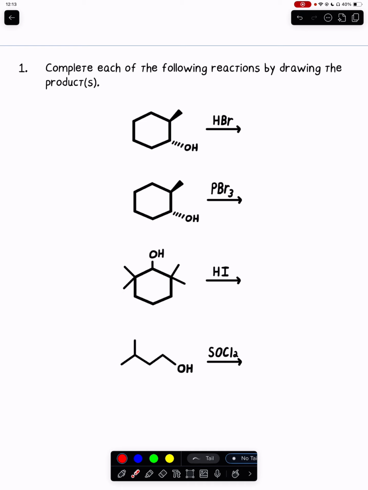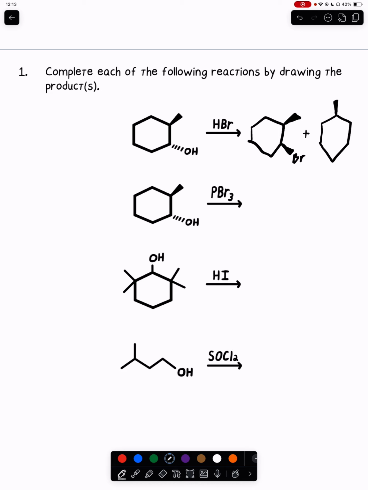What that means is you could get this product here, where this is still wedged. The bromine could add from the same side as that, in which case you would have the bromine there, so you would have a cis product. Or since that carbocation is planar, here's that wedged methyl group, that bromine can add from the other side, giving you a trans product. So both of those are possible there.